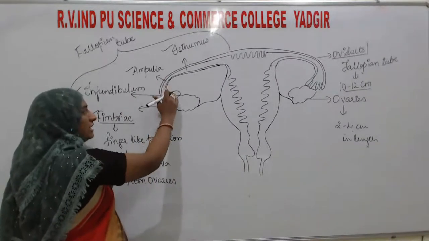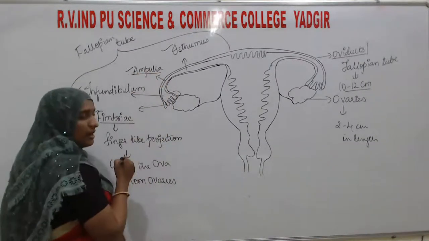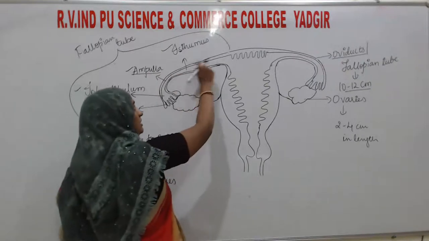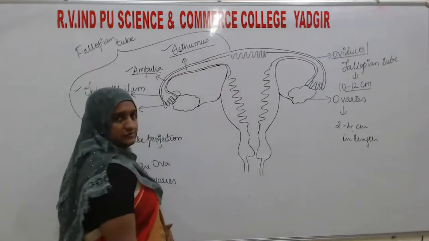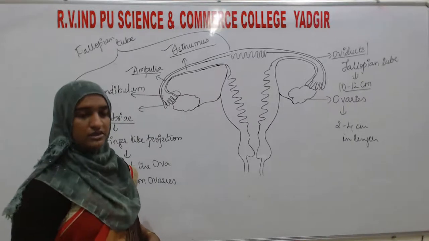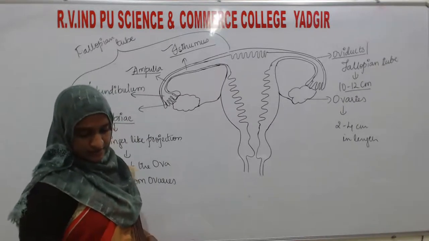Then there is a wider part after the infundibulum, known as the ampulla, and the remaining duct is known as the isthmus. What is it known as? It is known as the isthmus.